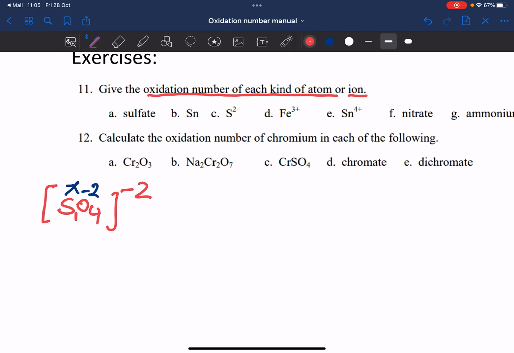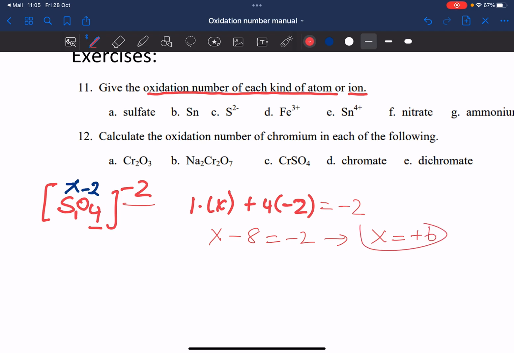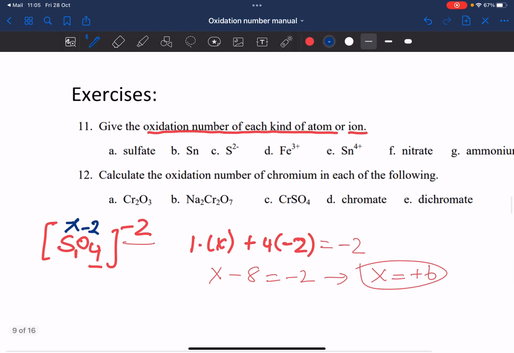Because we have only one of this, it's going to be 1 times X plus 4 times -2 adds up to -2. Okay, and then you do the math. X minus 8 is -2, and then X is +6. Okay, we'll move on to the next one.